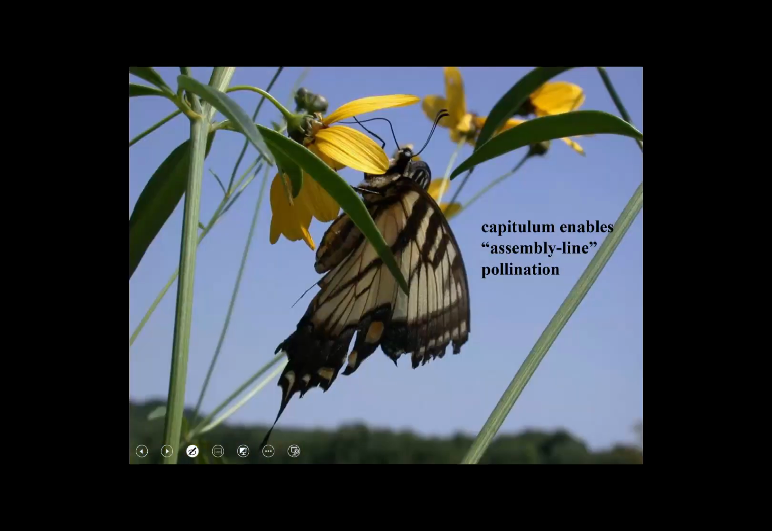So basically what this type of arrangement does is it allows a lot of flowers to be pollinated sequentially by a visitor, like an assembly line. So here we have this swallowtail butterfly that's sipping nectar from a whole lot of flowers, likely pollinating these flowers. It's like a mass production kind of thing, which is the advantage of this type of flower arrangement and capitulum type.